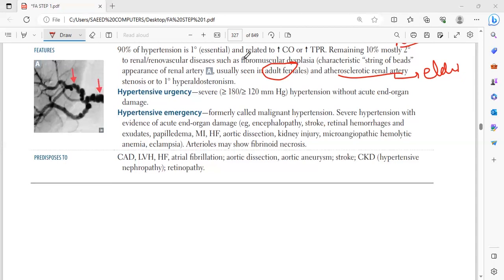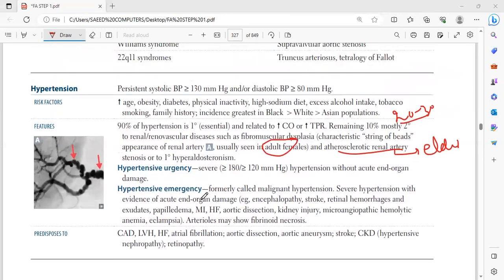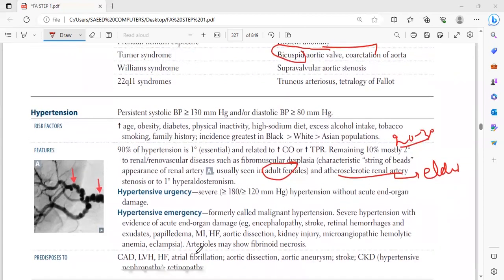Next we will go toward hyperlipidemia signs. Actually, hypertension is so vast and so high yield, we could do a one-day lecture on hypertension. I'm sorry, I'm just going forward. If you have any question regarding hypertension, you can ask me.